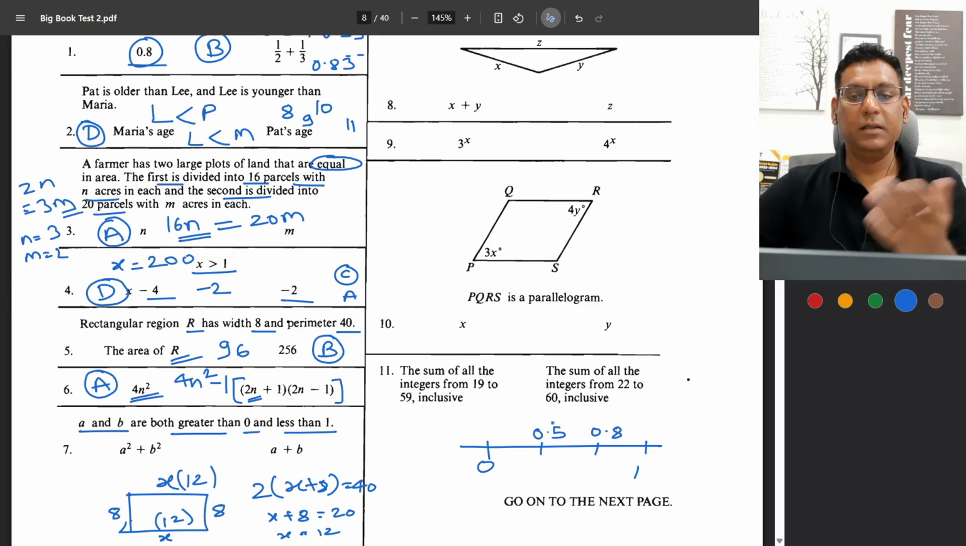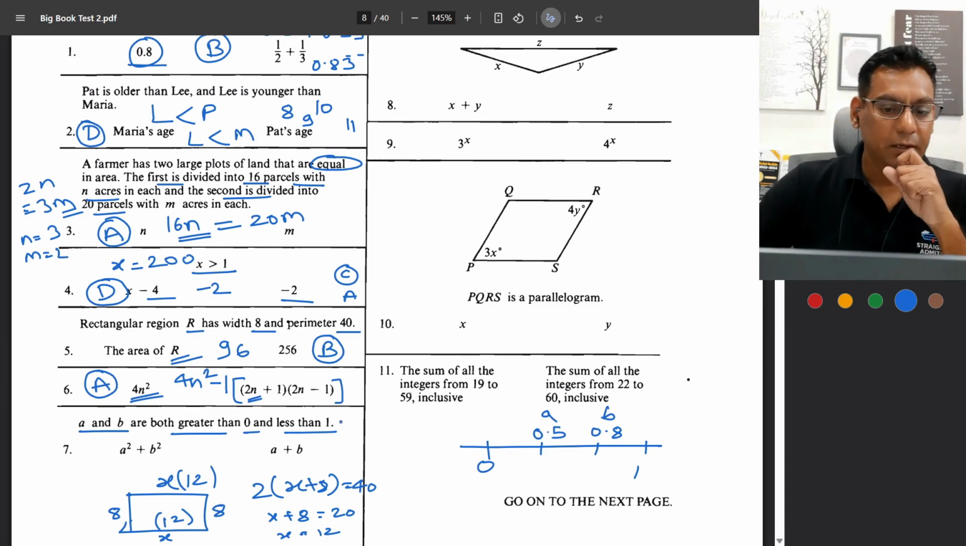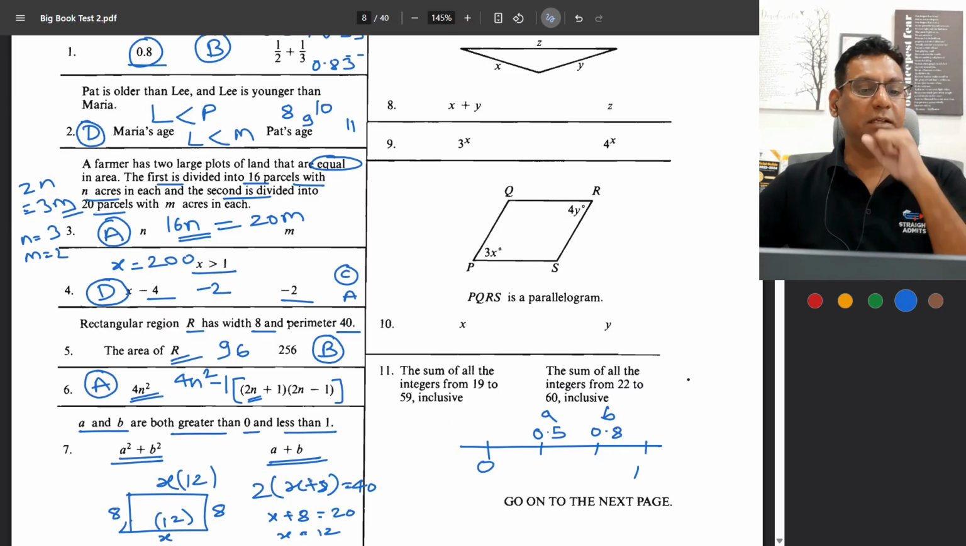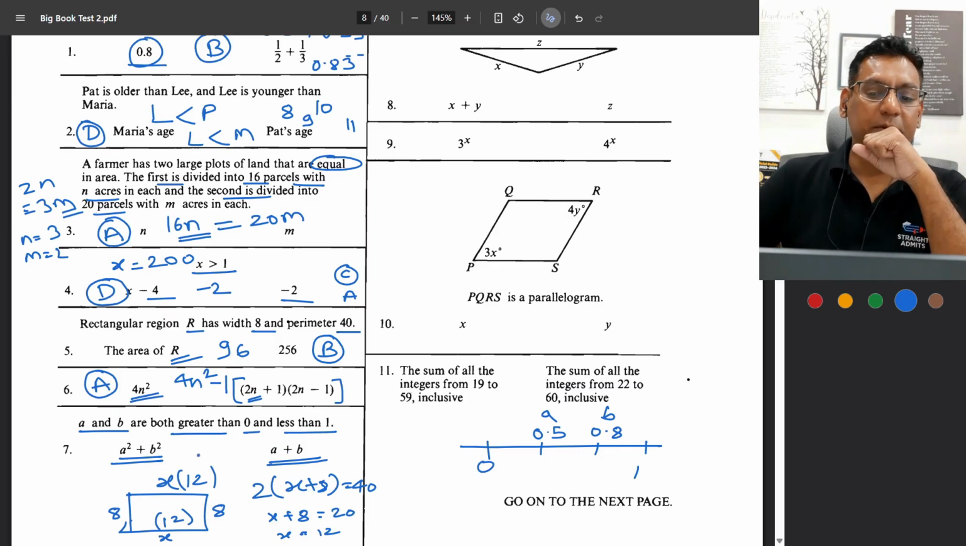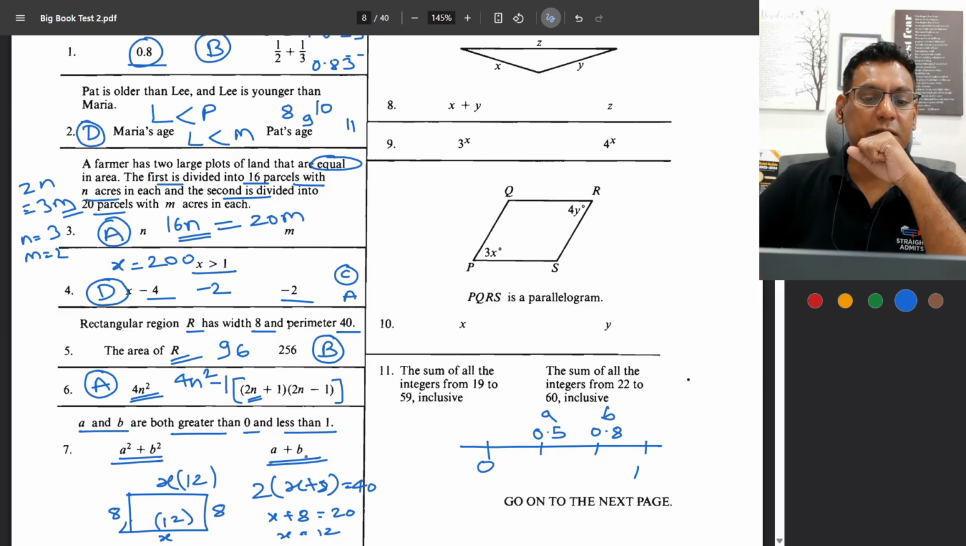I could have taken it the other way around also. I mean A, B like this, or this could be B, this could be A. Doesn't matter, because the expressions are symmetric. But A square plus B square and A plus B. Now how do we do this?